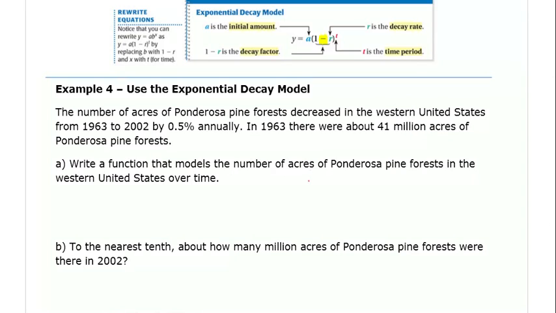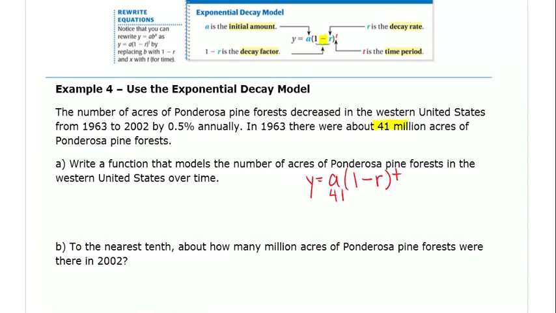We want to write a function that models the number of acres of ponderosa pine forest in the western United States over time. So our exponential decay model is going to be y equals a, in this case 1 minus r raised to the power of t. So the only thing different is you're subtracting your rate instead of adding it. Now I know it says 41 million. Let's just keep it as 41 because in the end we can just say let's apply that million again, and then we don't really have to deal with the huge numbers right now. So our initial amount is 41.